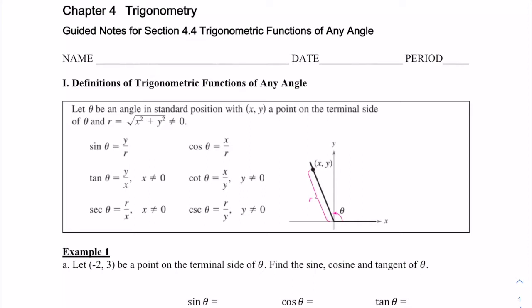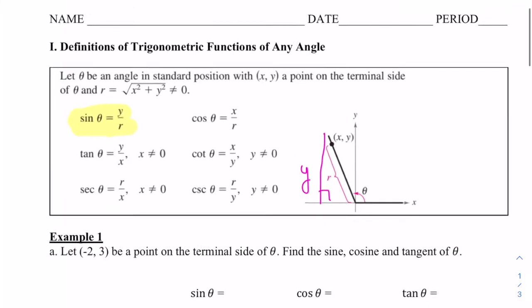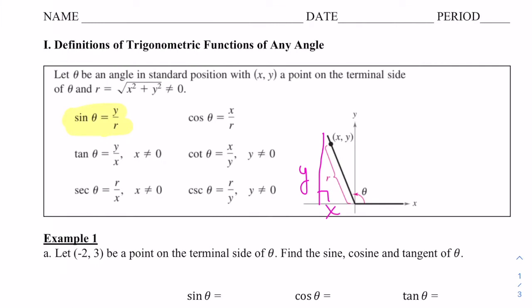So when we consider sine of theta, that's going to be the y value. I'm going to draw the y right here, over the hypotenuse, so the opposite over the hypotenuse, and we can say that that will be the radius r. So the sine of the angle can be represented as y over r. The cosine can be represented as x over r.